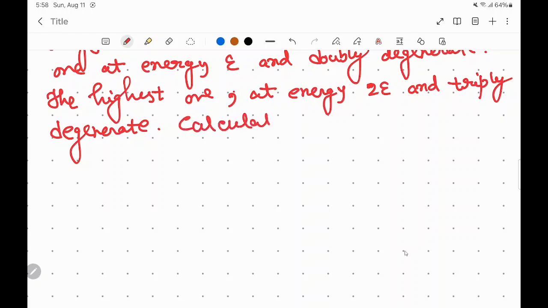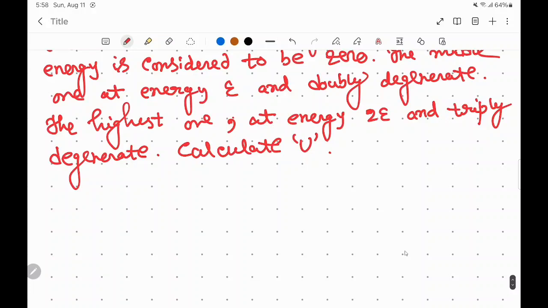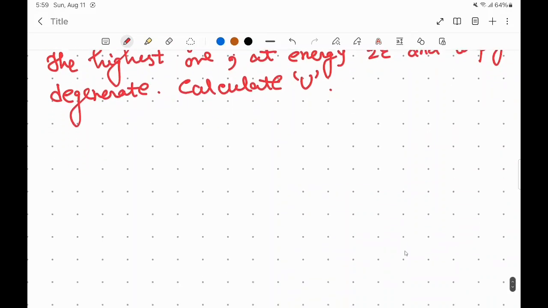Calculate U and S. For today's class, we'll discuss only U. Calculate U. Next class, we'll start from the same question and we'll discuss the entropy, because the entropy formula we also discussed in class, but okay, we'll discuss again. So calculate the U.